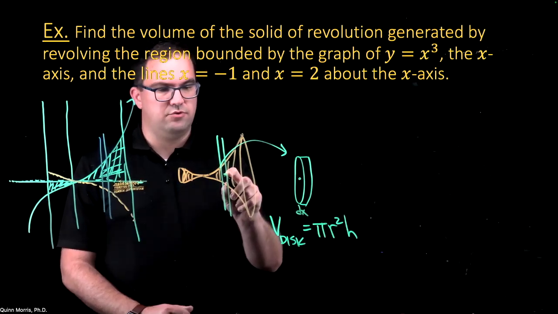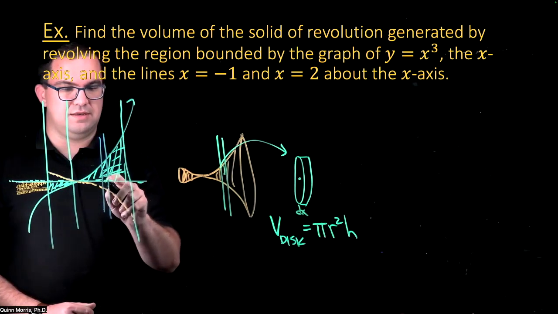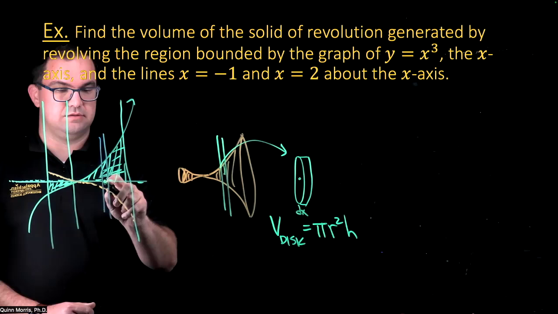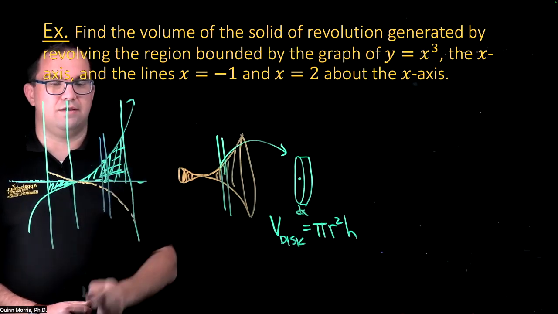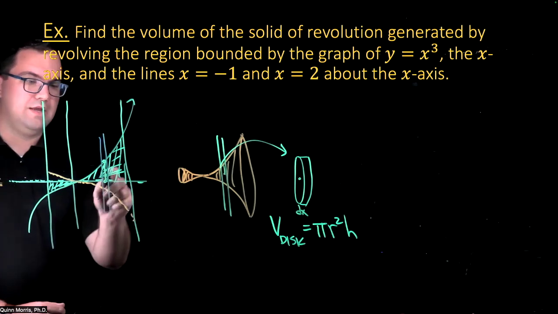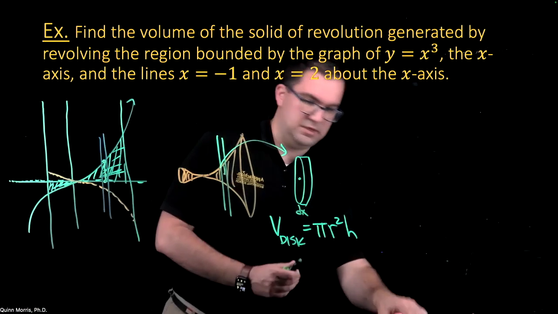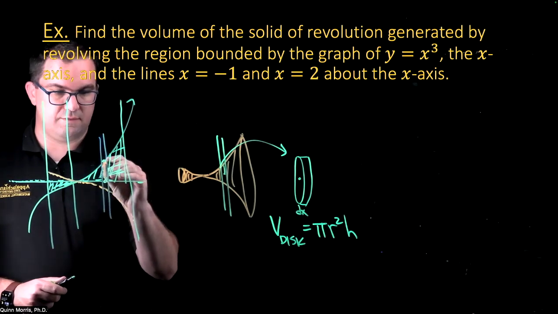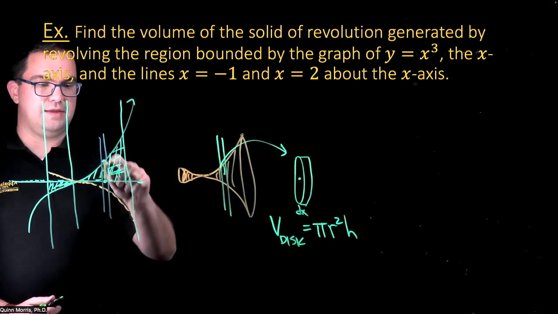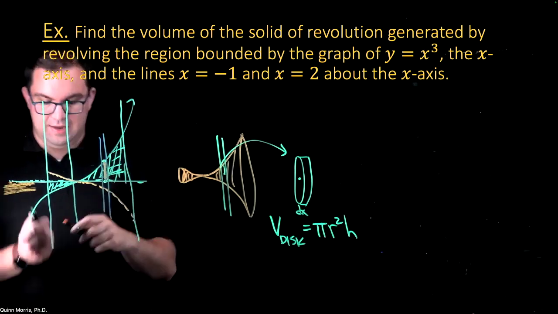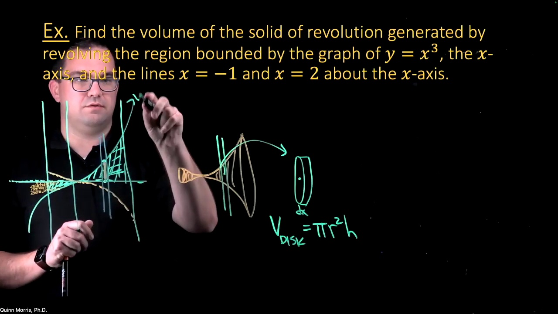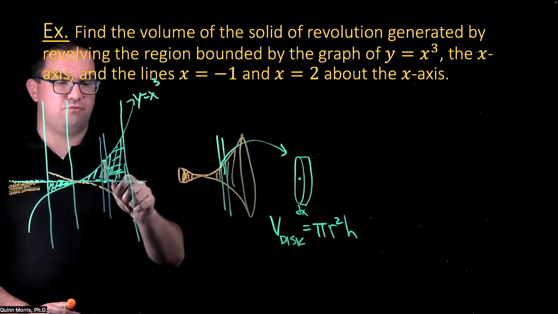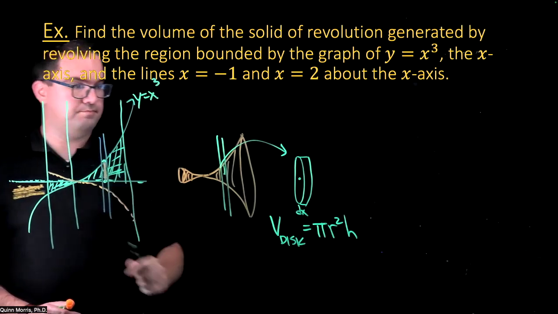So what would the radius of this disk be? Well, it's really the distance from the center, which is my axis of rotation, the x-axis, to the outside of my function. So here, it's really just this height right here. And that height is just the y value of my function, which is just x cubed. So in fact, my radius is just x cubed.